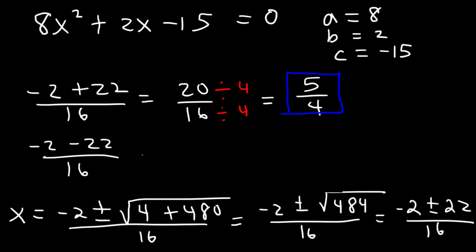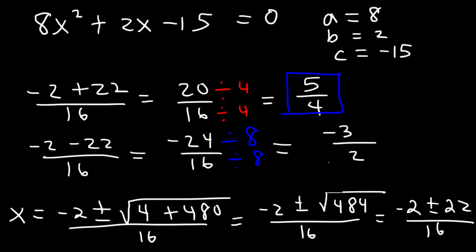Negative 2 minus 22 is negative 24. 24 and 16 are both divisible by 8. Negative 24 divided by 8 is negative 3. 16 divided by 8 is 2. And so that's the other answer, negative 3 over 2. So now you know how to use the quadratic formula to solve quadratic equations.